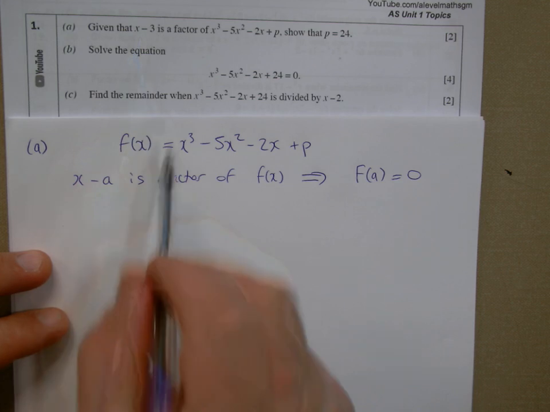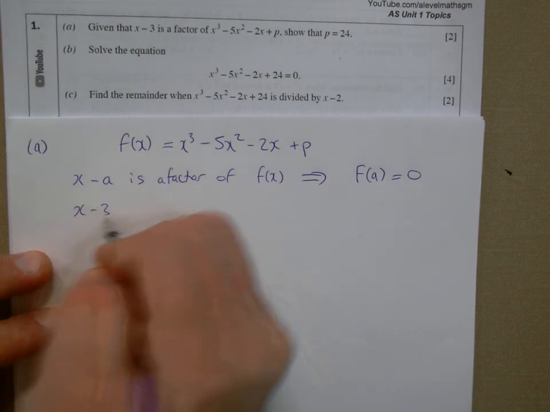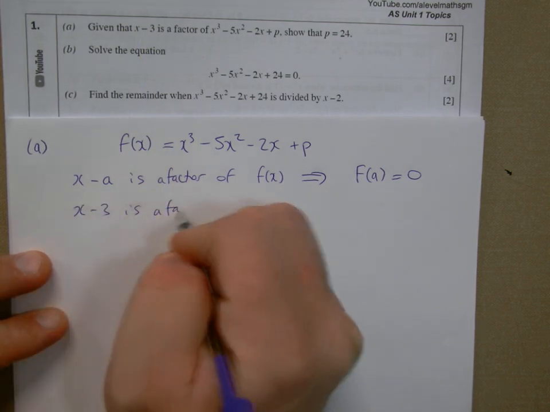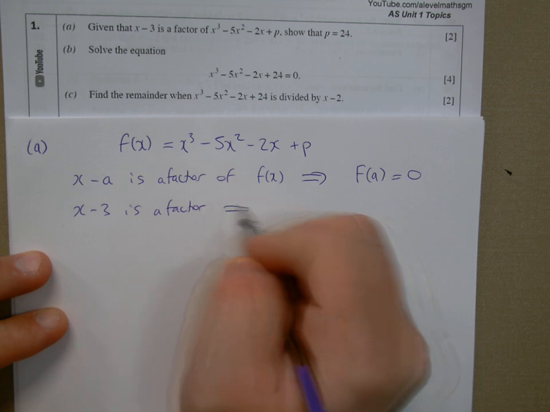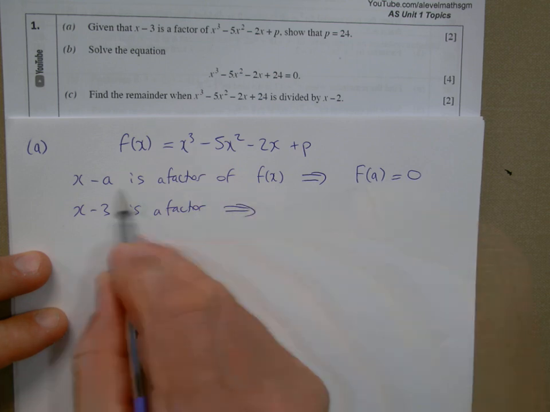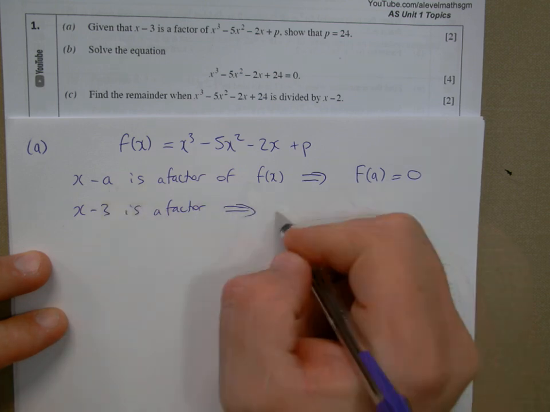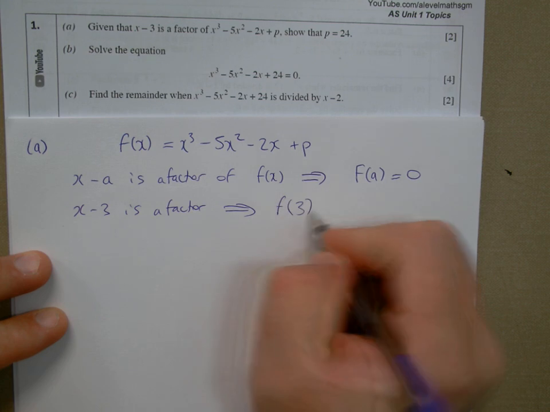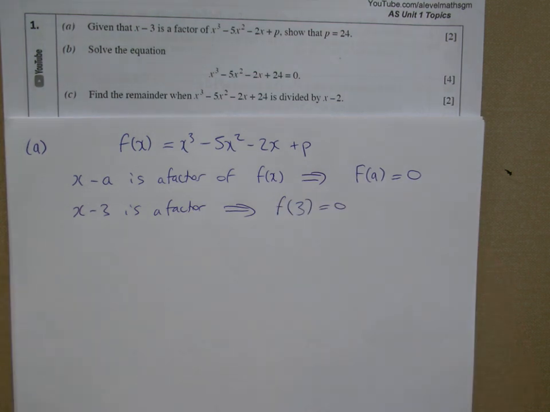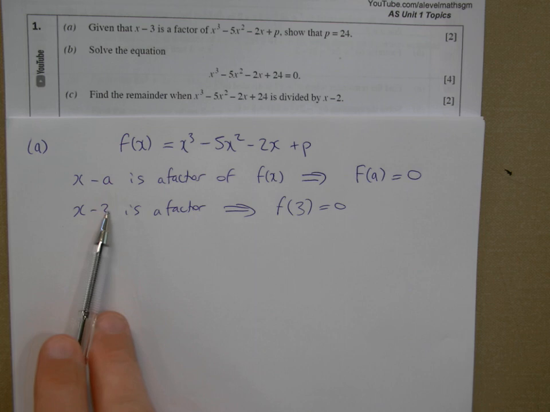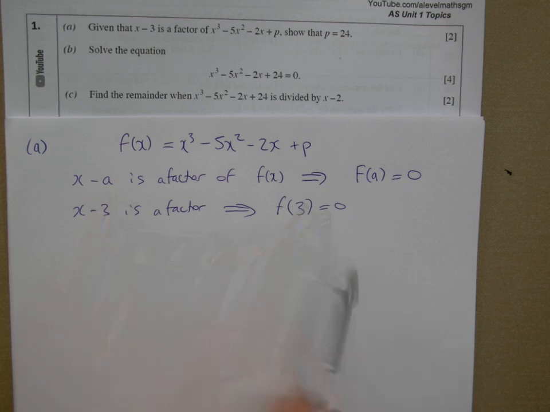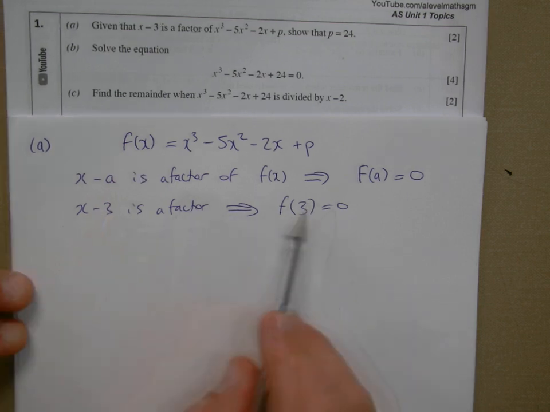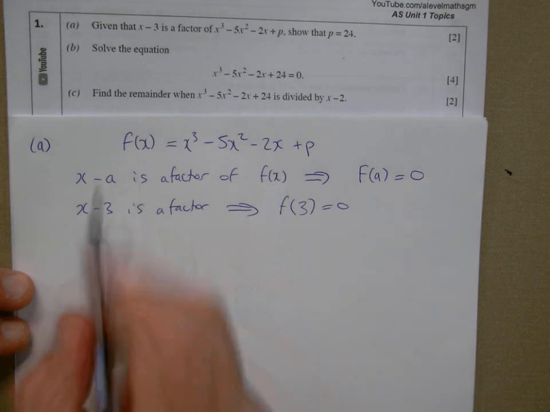But we're told here that x minus 3 is a factor. It says given. So going by the theorem up here, that implies that f of 3 is equal to 0, because a in this case is 3, isn't it? So we put 3 in. So f of 3 is 0. So we can use that to work out what p is.